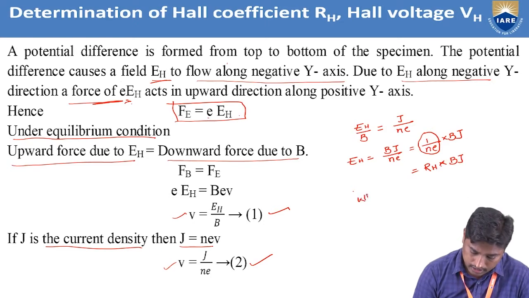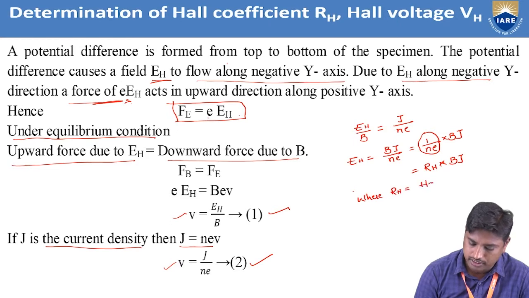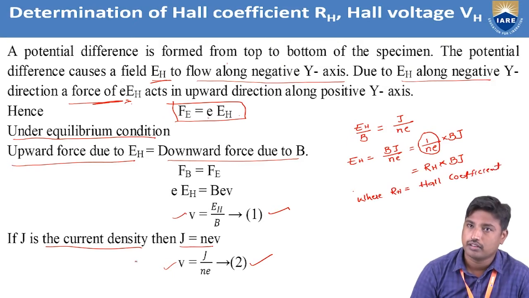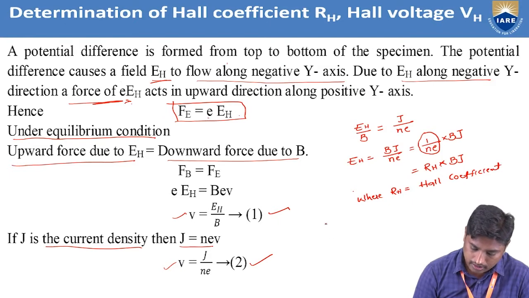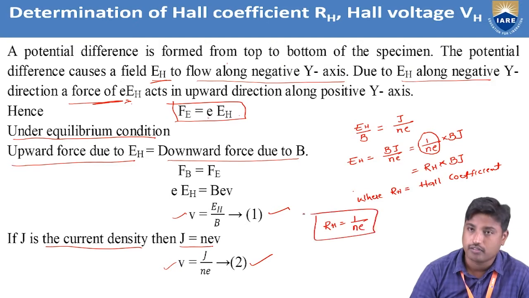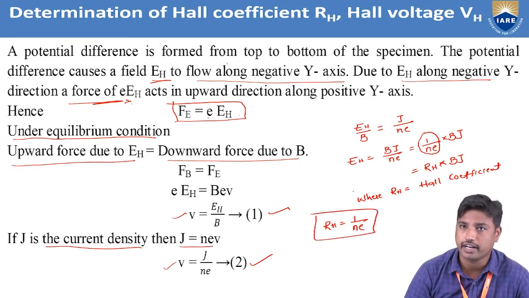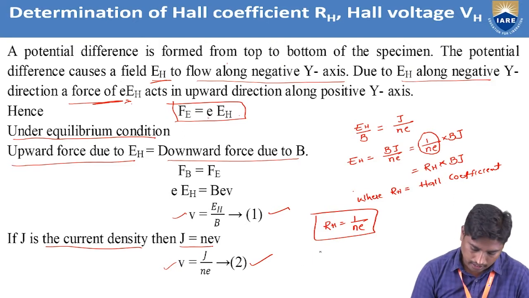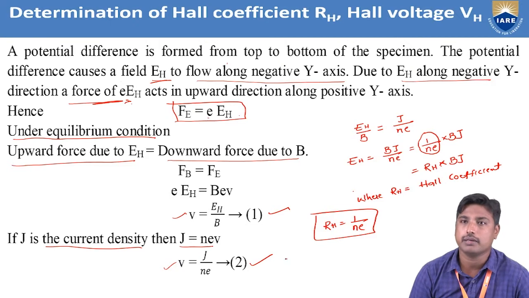Where R_H is called the Hall coefficient. Then from the equation we can derive R_H equals 1 by n into e. What is R_H? Hall coefficient. It is defined as R_H equals 1 by n e. This Hall coefficient is positive for P-type semiconducting material and negative for N-type semiconducting material.